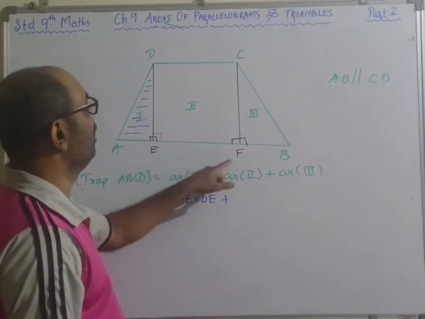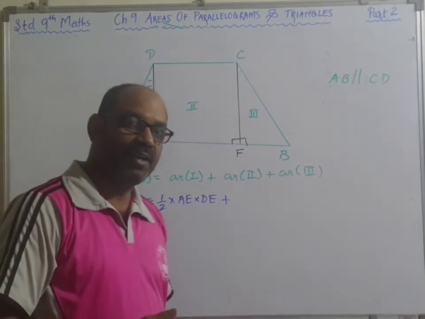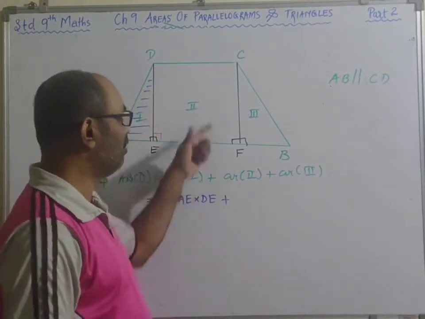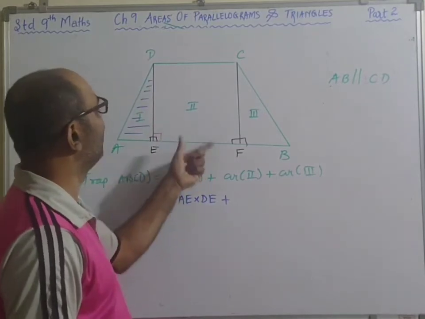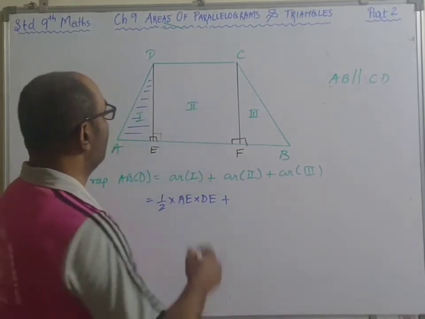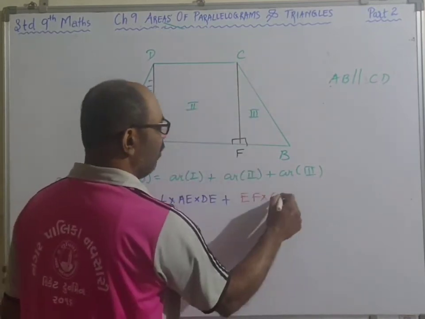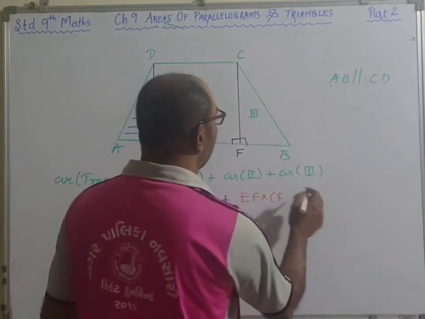So quadrilateral EFCD is a rectangle. And what is the formula to find area of rectangle? Product of any two successive sides. Length multiplied by breadth. इसको length ले सकते, इसको breadth ले सकते, इसको length, इसको breadth, any two sides. So I am taking EF into CF. हो गया? And last but not the least, part 3.